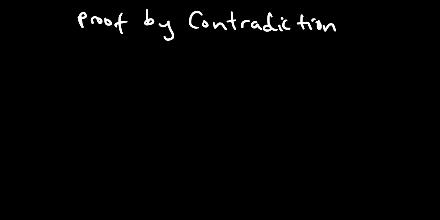Alright, so how are we going to do this? We must first understand that we are proving that the root of 2 is irrational. So we have rational and irrational numbers, and we are told to prove that this is irrational. To prove that this is irrational, using proof by contradiction, we must first suppose.